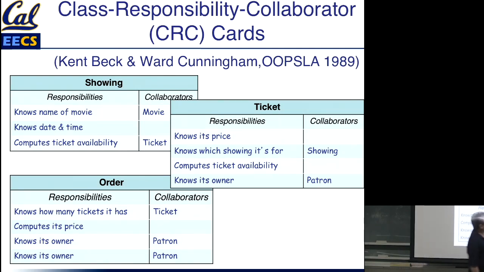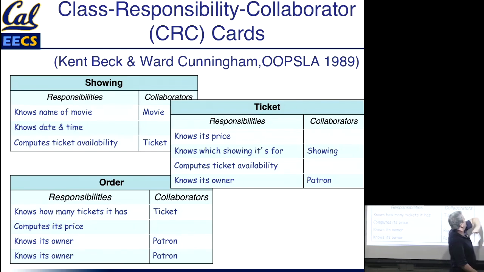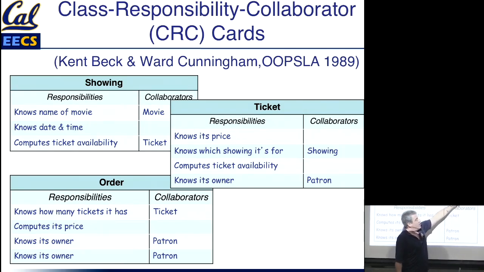Similarly, a ticket certainly knows its own price. It knows which performance it's for. Well, that implies that there is some class somewhere that models the concept of a performance, so ticket would have to collaborate with it. It knows whether it's available, is someone sitting there, and if someone is sitting there, it knows who the patron is. So again, it implies that there is a class representing what the owning relationship is.